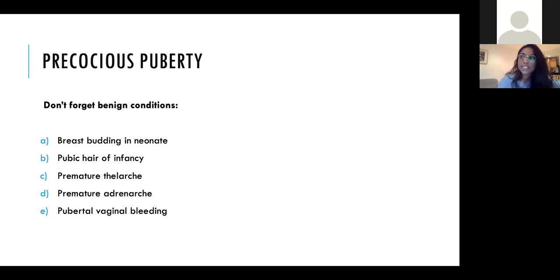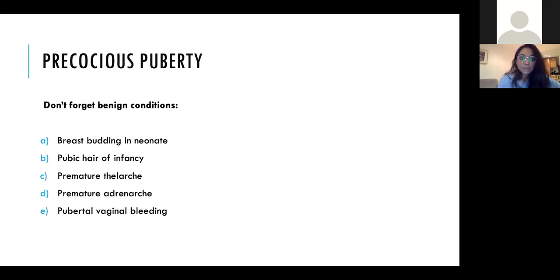Breast budding in neonates is very common. It is because of maternal hormones, essentially. It's usually present for a few weeks, but it can last for a few months. They have a discharge sometimes, and it's known as witch's milk. Yeah, I just thought that would be interesting to share.